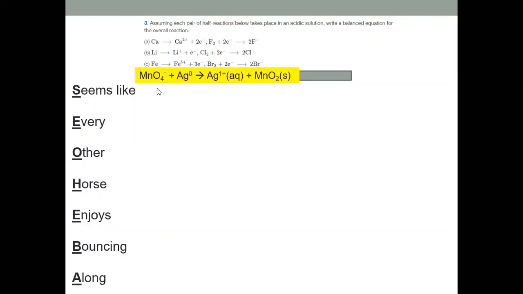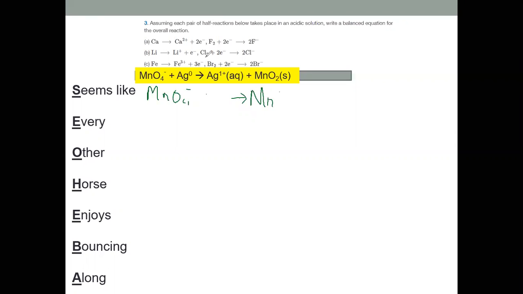So we have MnO4- and that's going to go to MnO2. And of course, I'm going to leave the solid out. That's a solid. And then we have silver, and that silver is going to go to silver plus. All right, so we've got our 2 half reactions, half reaction 1 and half reaction 2 over here.